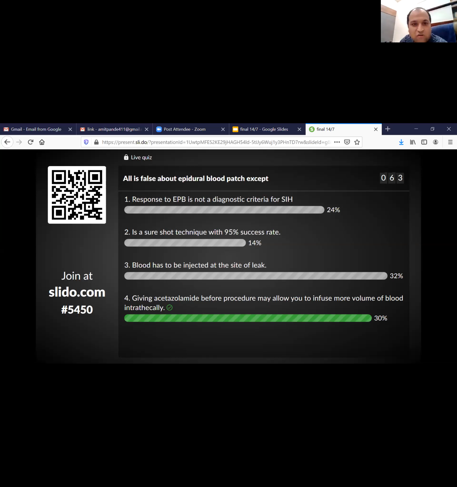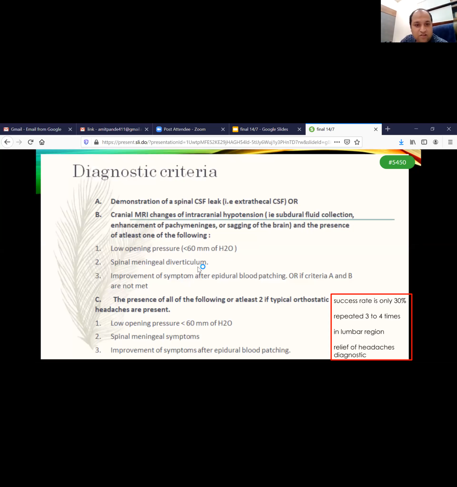Okay. So you know that the low opening pressure of 60 millimeters, spinal meningeal diverticulum, improvement of symptom after epidural blood patching is the criteria, and MRI signs need to be present. But the success rate of EBP is only 30%. It has to be repeated 3 to 4 times. And it may be done in lumbar region, and then you put the patient in a Trendelenburg position. And relief of headaches is diagnostic. So it is not a sure shot technique. It has to be repeated many times. And it is not to be given at the site of the leak. You can give it in the lumbar region and give the position accordingly. Okay? Hope this solves the doubt.